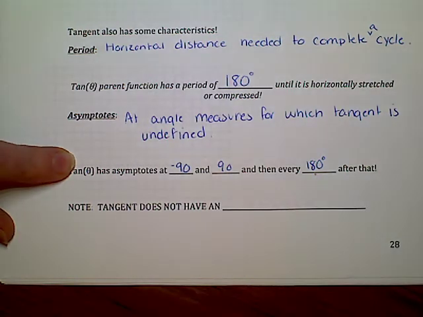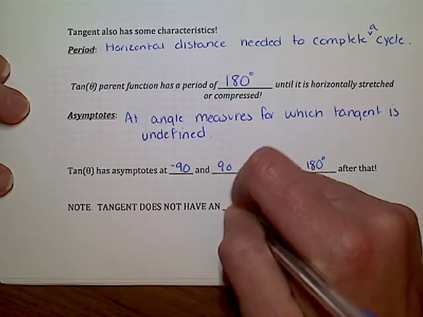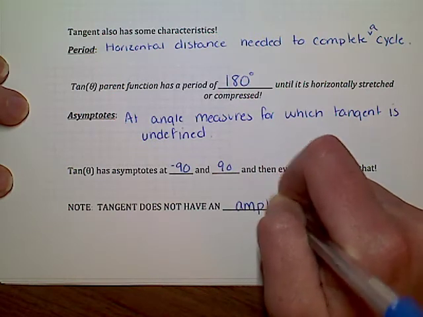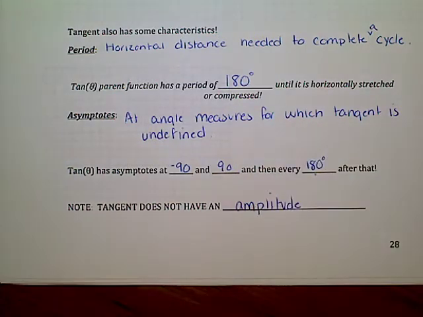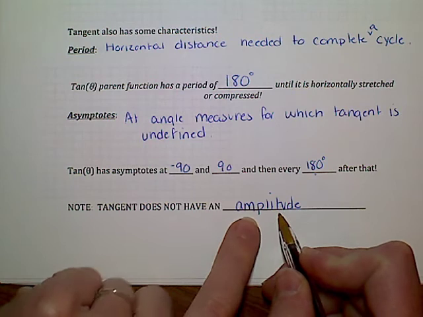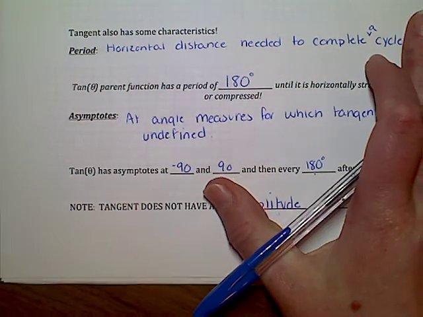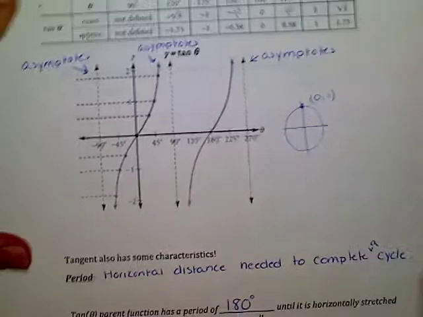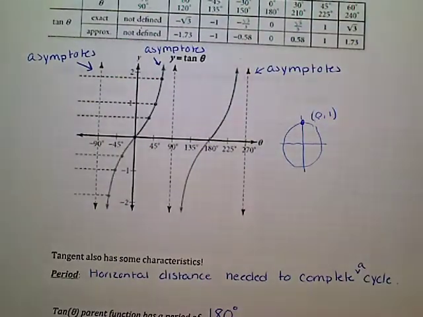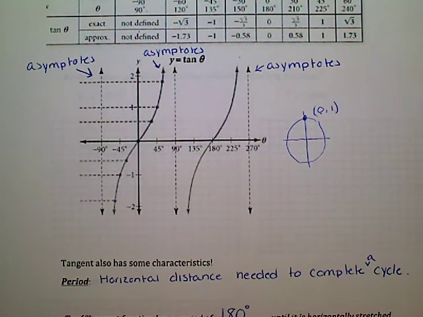because it repeats itself every 180 degrees. The other really tricky thing about tangent is it does not have an amplitude. If I ever ask you for the amplitude of tangent, it is a trick question. You write not applicable. Okay? The reason it doesn't have an amplitude is that amplitude is half the distance between the top and bottom point. If we look at this graph, there is no top and bottom point. It goes up and down forever. So there's no amplitude.